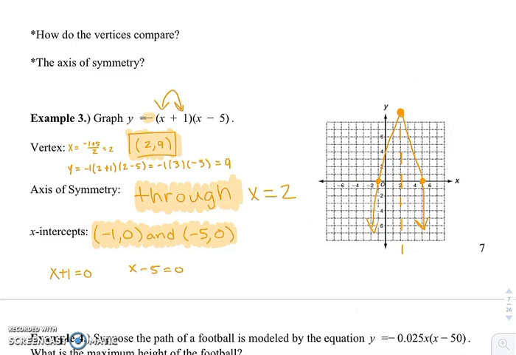So that's it. When it's in intercept form, you really find the 2 x-intercepts, plot them, then find your vertex, and plot it.